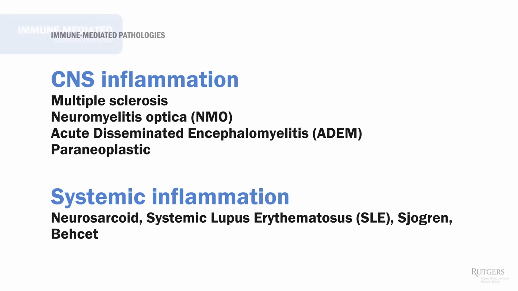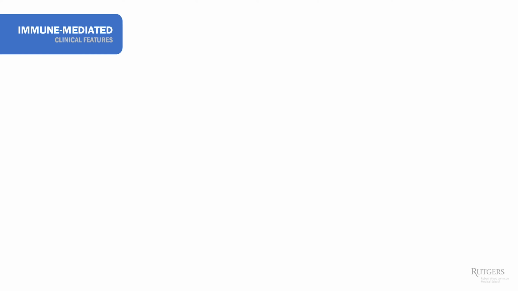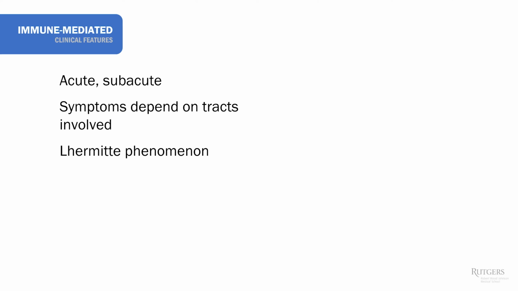So how do we clinically suspect immune-mediated diseases? Well, there are several clues. These pathologies usually present early, within days to weeks. Just like with any cord lesion, symptoms really depend on the tracts involved. Lhermitte phenomenon refers to an electric shock-like sensation in limbs or down the spine provoked by neck flexion. Presumably this happens because of irritation of dorsal columns, and this is usually seen in MS.